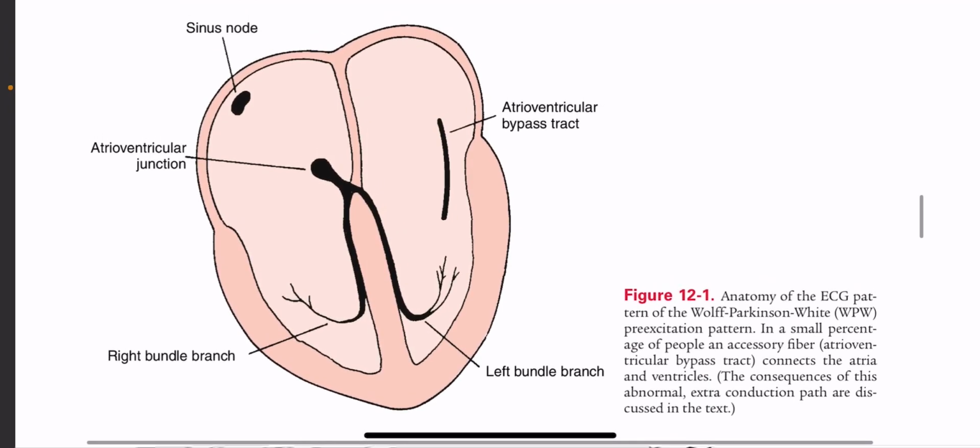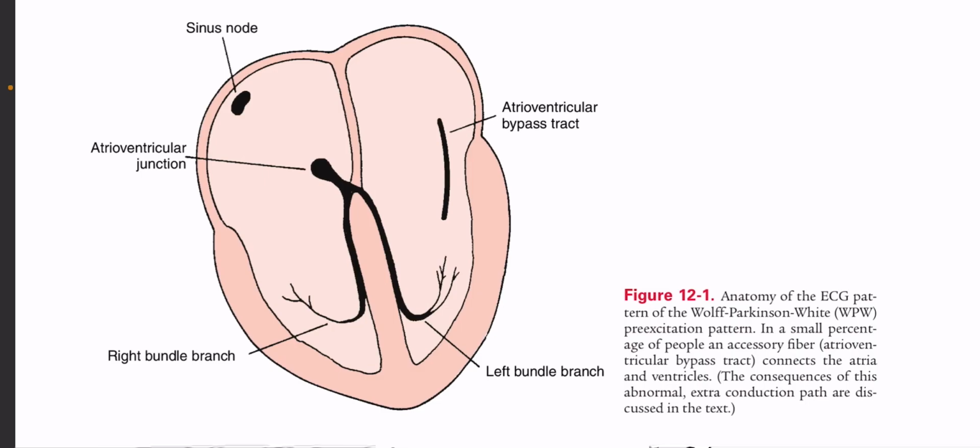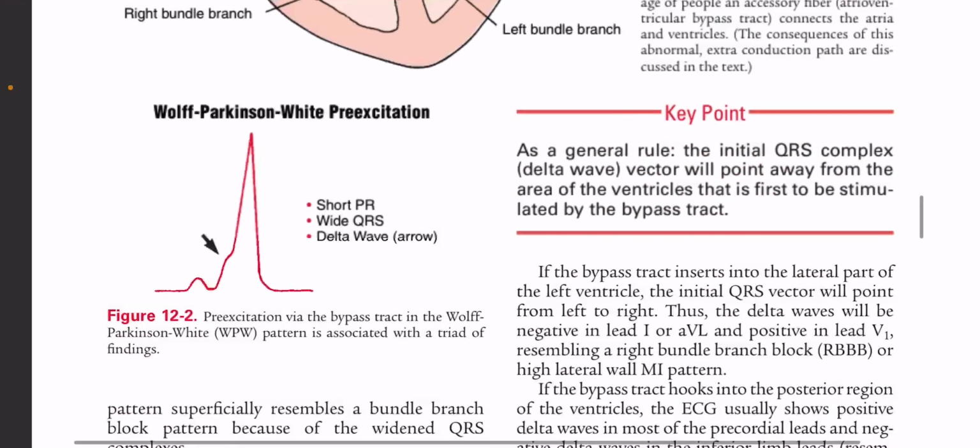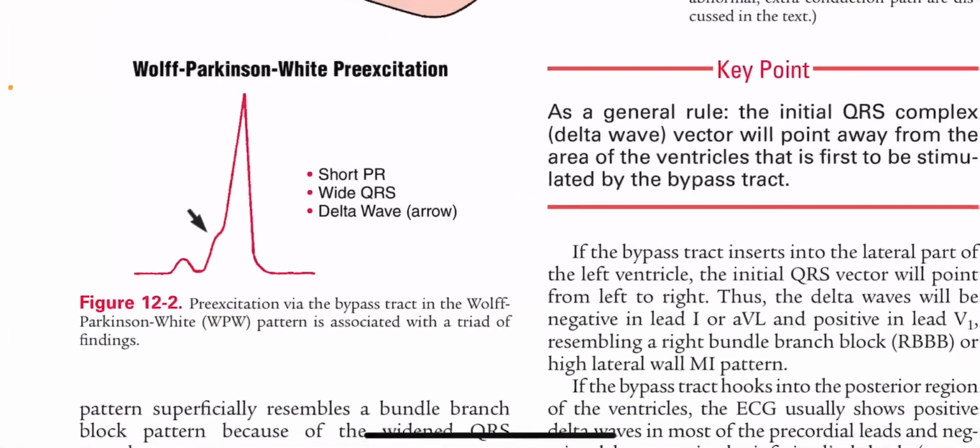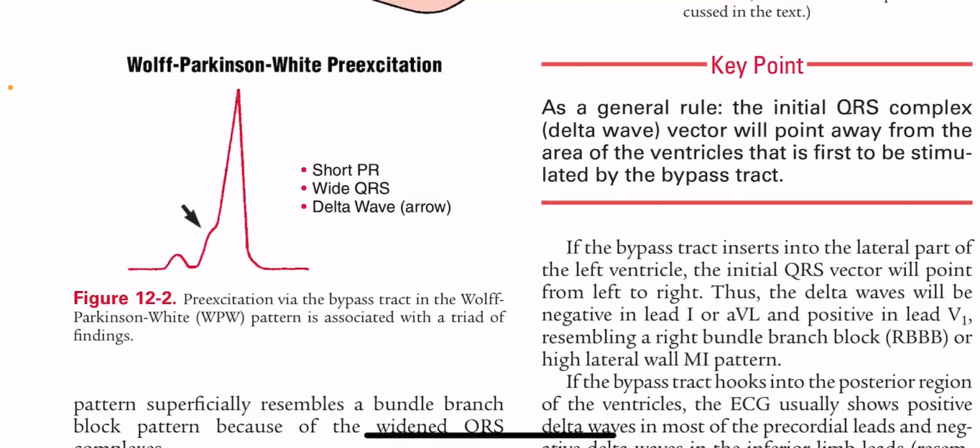In a small percentage of people, an accessory fiber, an atrioventricular bypass tract, connects the atria and ventricles. The consequences of this abnormal extra conduction path are discussed next. Figure 12.2 shows pre-excitation by the bypass tract in the Wolff-Parkinson-White pattern, associated with the triad of findings: short PR, wide QRS, delta wave.